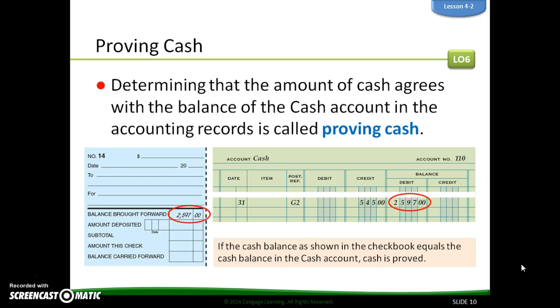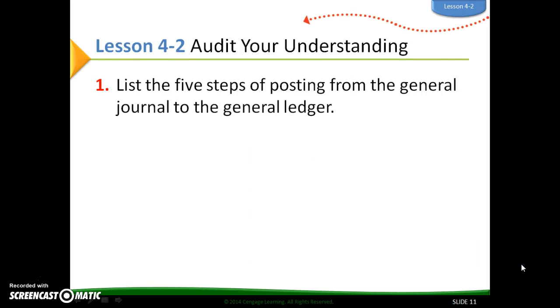That's proving cash. Now, as a general rule, businesses do this at least once a month. Some will do it more frequently than that, depending on how much cash the business handles. So the 5 steps in posting from a general journal to a general ledger. We want to make sure you understand those 5 steps and make sure you can go back and think through the 5 steps.